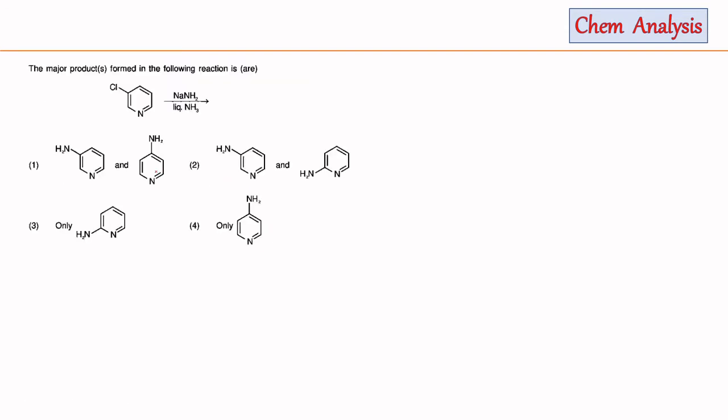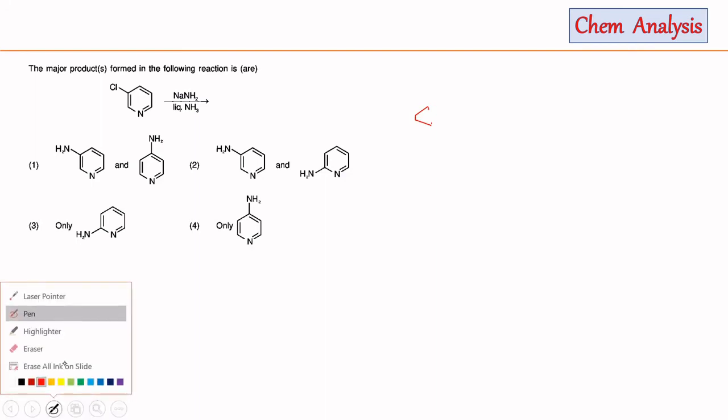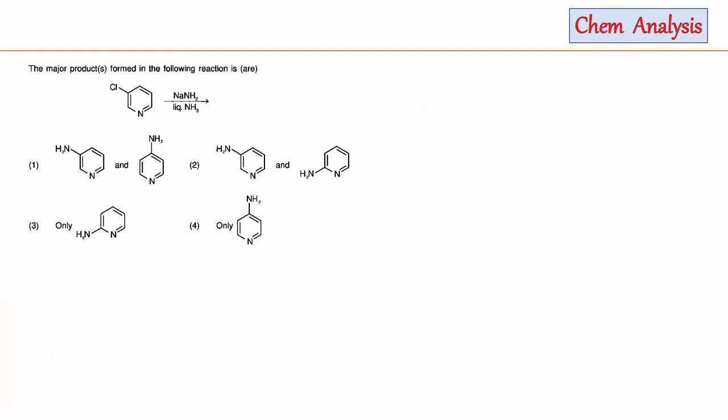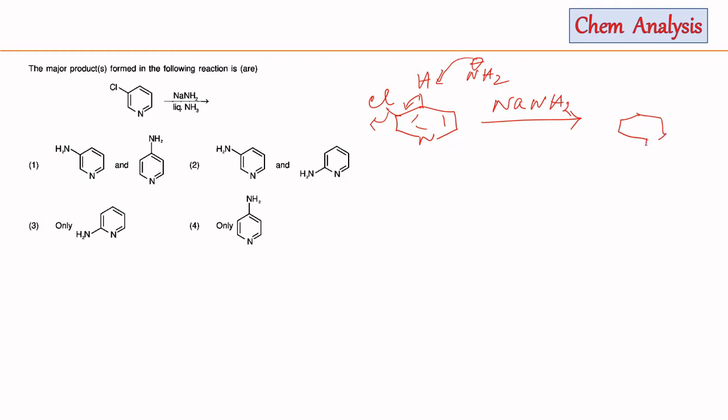Now this is a very important question. You have to tell about the product formed in this reaction. The starting material is 3-chloropyridine, and the reaction will proceed through formation of a benzyne intermediate. In the first step, NaNH2 will abstract one proton and form the benzyne here. There is a pi bond formed here, that will be the benzyne.